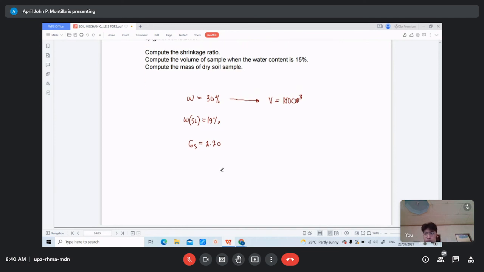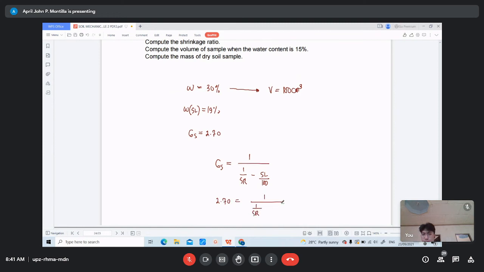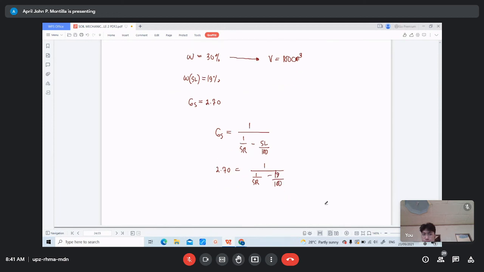Yung sa specific gravity po, Gs equals 1 over SR minus SL over 100. Substitute, no? Ang Gs is 2.70 equivalent to 1 over SR unknown, and then minus SL, 19 over 100. So shift solve nyo na lang yan. You can now compute the shrinkage ratio. 1.78 po. Okay, 1.78. Store nyo yung value kay A.